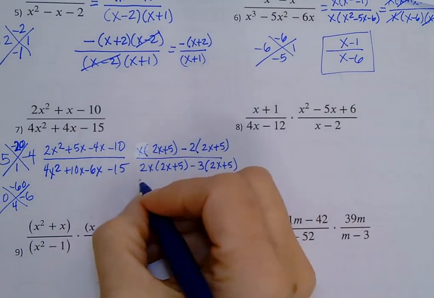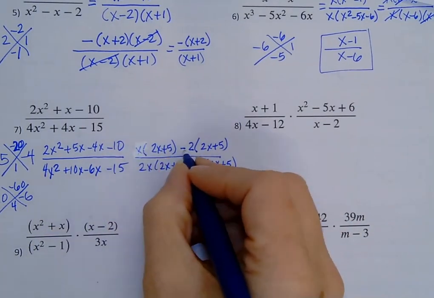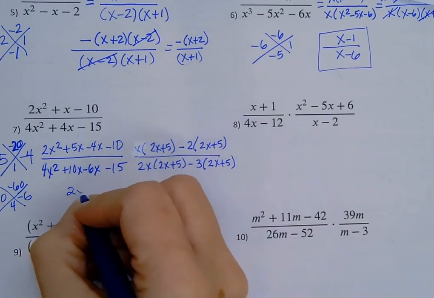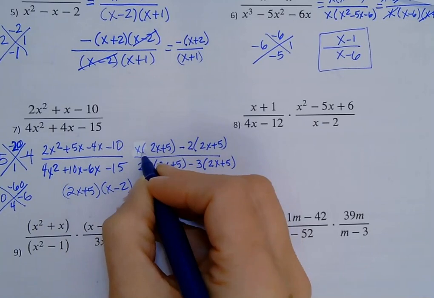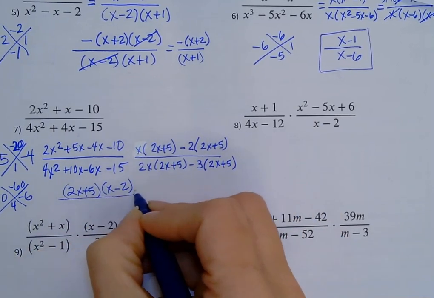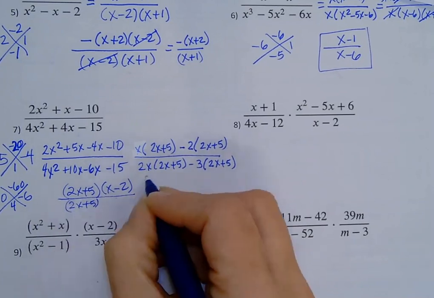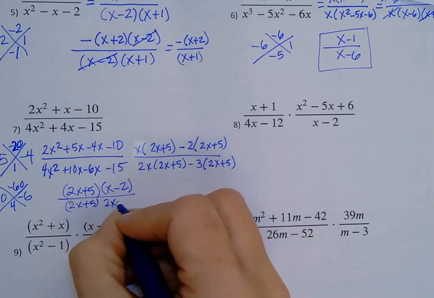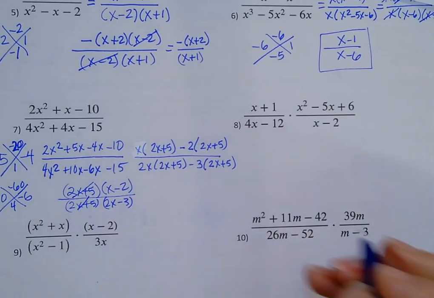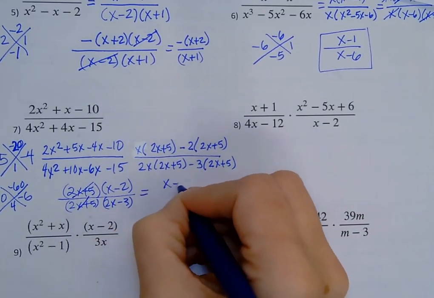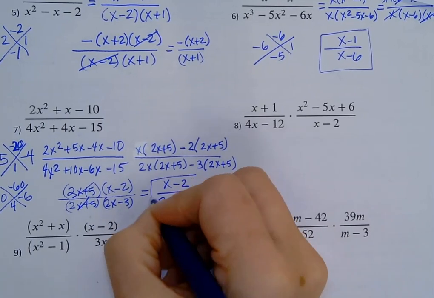Okay. I'm going to say that my new numerator is x minus 2 times 2x plus 5, right? 2x plus 5 times x minus 2, right? My new denominator is going to be 2x plus 5 times 2x minus 3. Okay, 2x plus 5 divided by 2x plus 5 is just 1, and so I believe my answer is x minus 2 over 2x minus 3, like that.